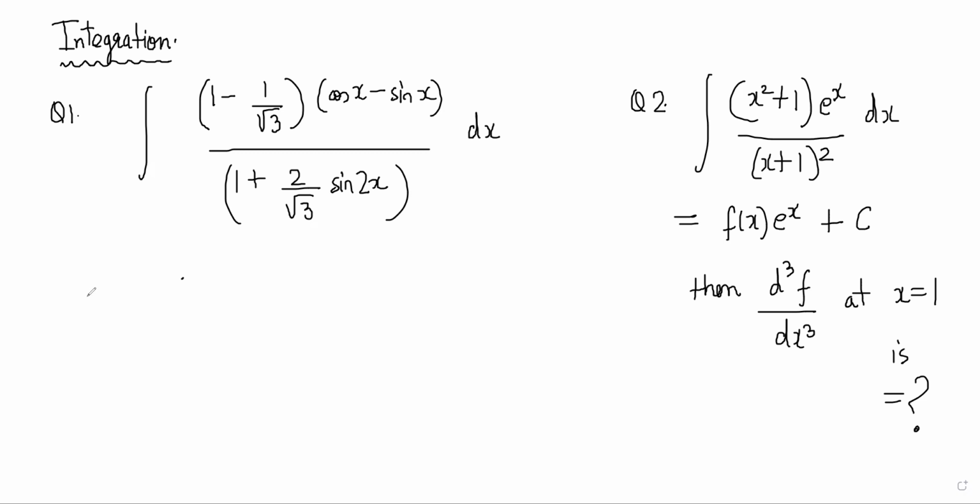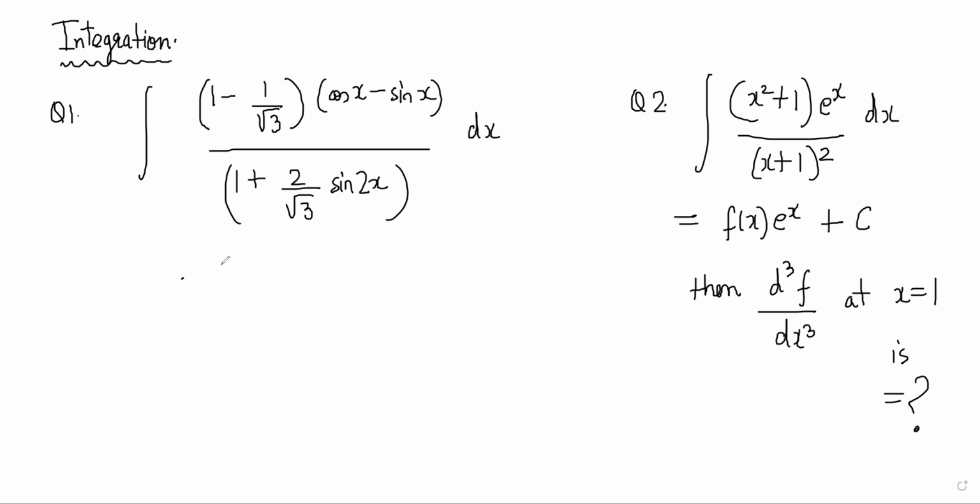Sir, we have to use substitution. What substitution would you use? Sir, we can assume 1 plus 2 root 3 sine 2x as t. And the 1 minus 1 root 3 is a constant, so it will be pulled out from the integral. And then we will try to make something like, because sine 2x will be like 2 cos x. See, you could possibly do it by that, but I think there is a better substitution.